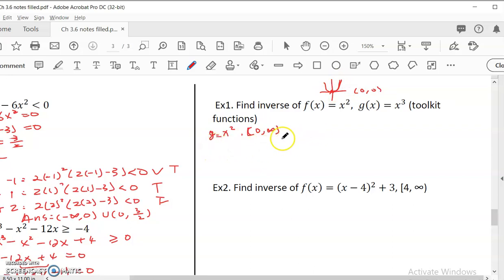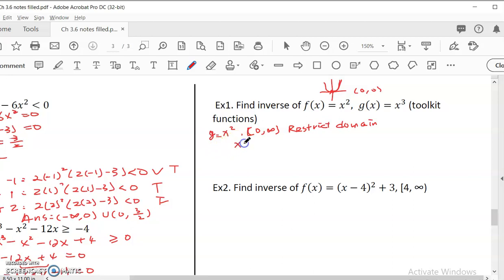So the first step is to restrict the domain. Usually we use the side where x is positive. There's no particular reason, but you could restrict the domain on the other side, negative x. But this would give us a positive x. Restrict the domain, and then we would do the solving.